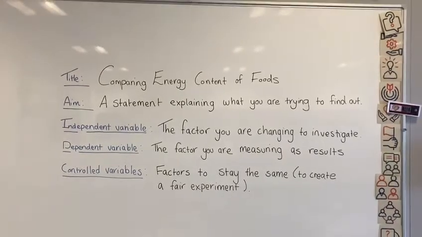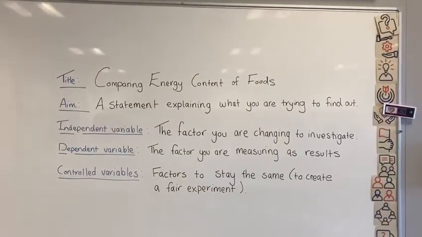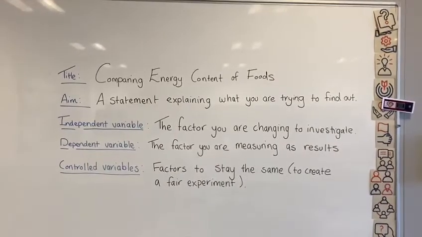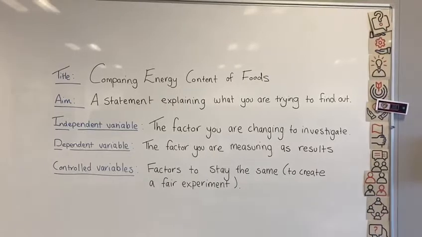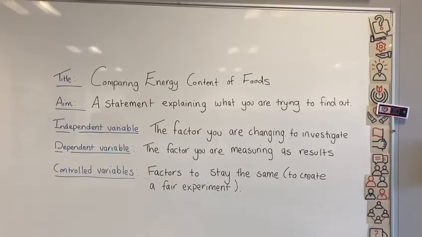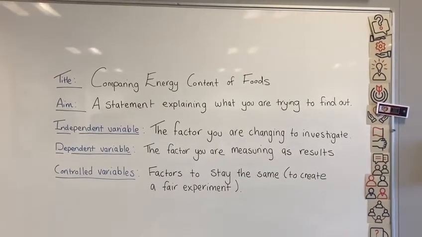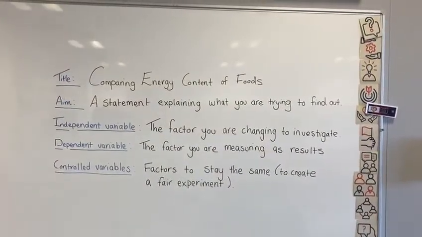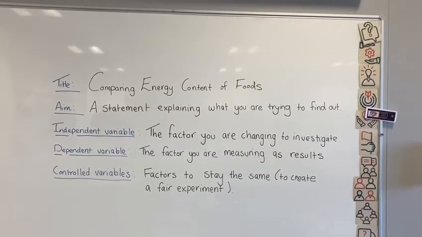For today's investigation, we are going to compare the energy content found in different types of food. Remember when planning an investigation that you should have a title, an aim, an independent variable, dependent variable, and controlled variables. Remember that an aim is a statement explaining what you are trying to find out.